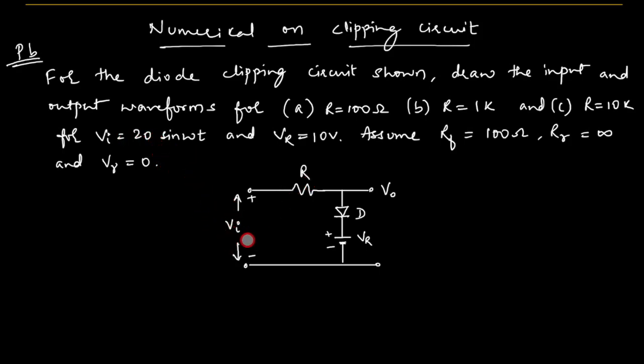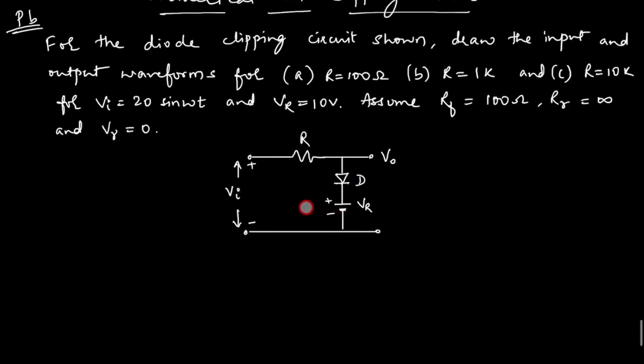The input here, for all three cases, is a fixed input, which is 20 sin omega t, and you have to assume that the forward resistance is 100 ohm and the reverse resistance is infinity. So when the diode will be on, see, VR is 10 volts, they have already said it, correct? Yes, VR is 10 volts.